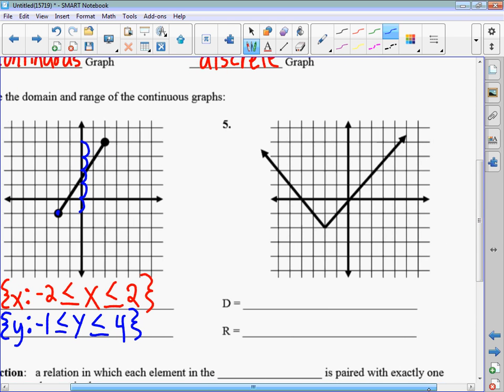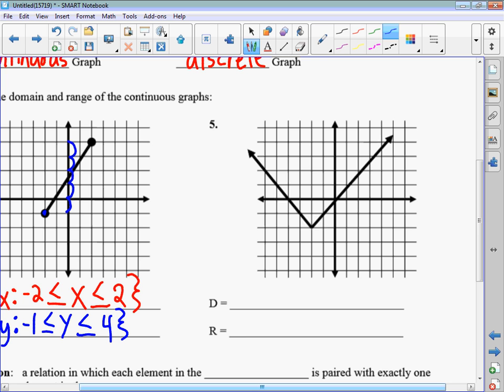Looking at this next graph, we notice the arrows here and here. That means that this is going to continue going all the way to the left infinity and all the way to the right infinity, which means that our domain of left and right would be all real numbers.